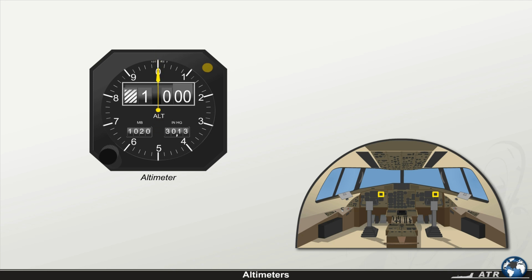The pointer moves over a graduated dial scale, where 1 complete revolution of the pointer represents 1,000 feet of altitude change. The altitude display counter is fitted with 4 drums to indicate the altitude. From the left to the right respectively, the drums indicate every 10,000 feet, every 1,000 feet, every 100 feet, and every 20 feet increments.